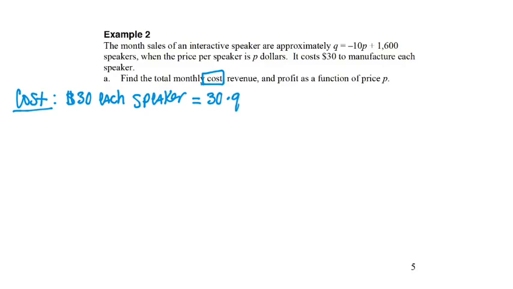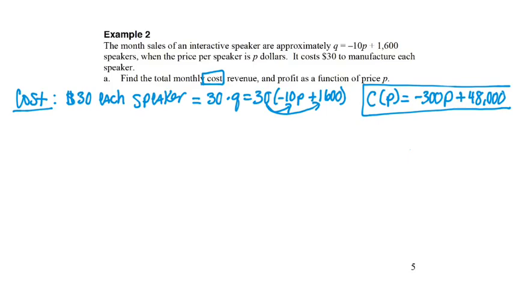So we need 30 times Q, except instead of Q, we're going to write out the equivalent formula or function for Q, negative 10p plus 1,600. Remember, our function is supposed to have price as the input, not quantity, and this way we're going to have a P in our function. I'll distribute the 30, and my cost, where P is the input, is negative 300p plus 48,000. This is the cost to manufacture the speakers.